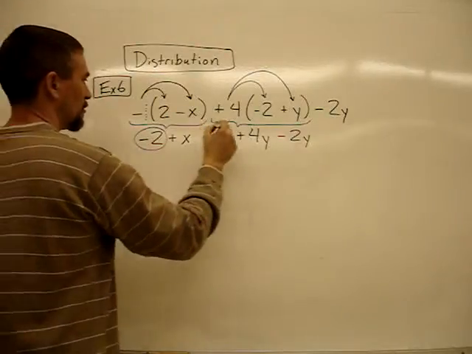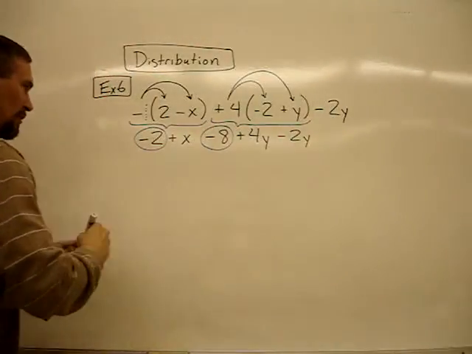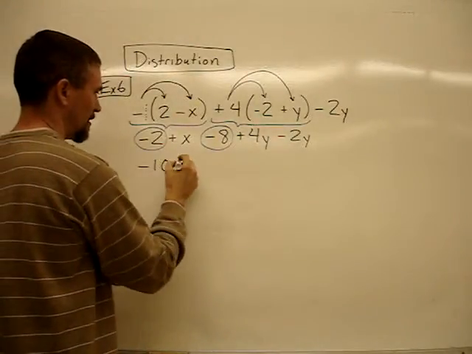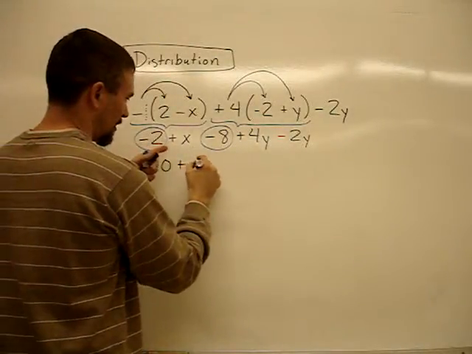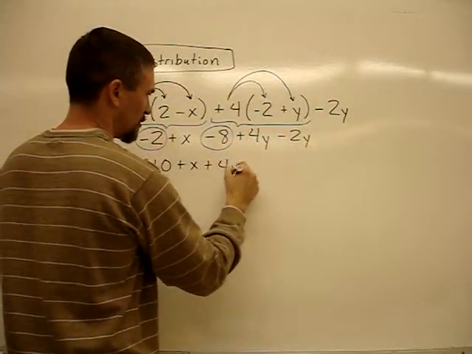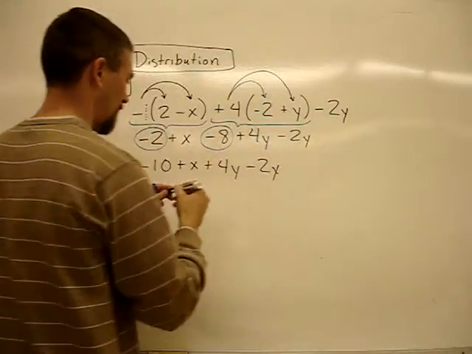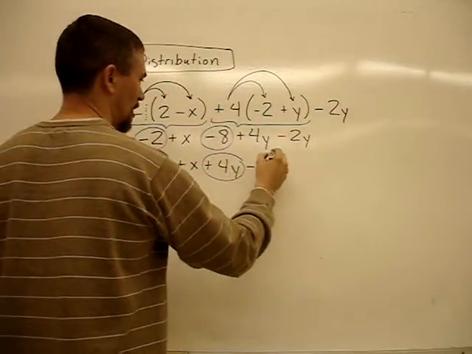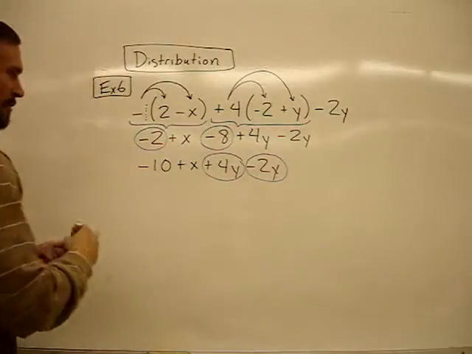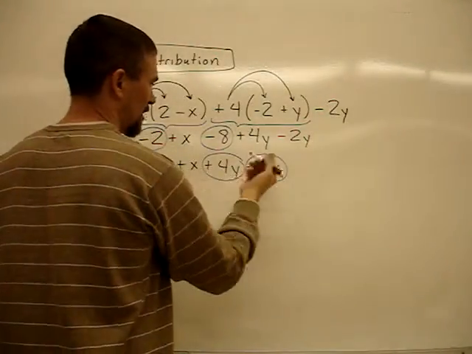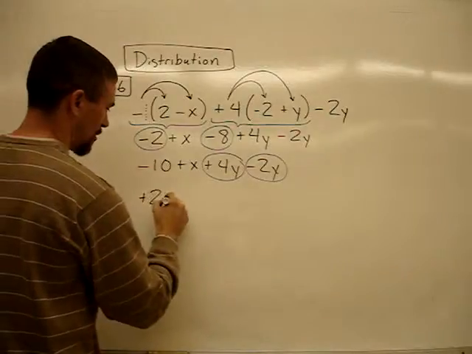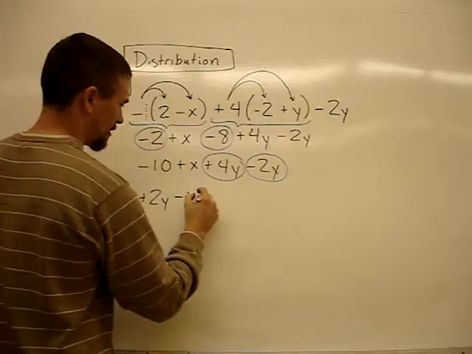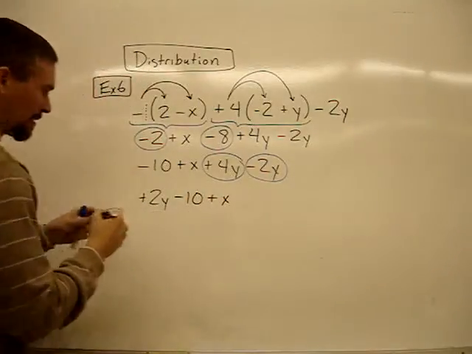This regular good old-fashioned number can go with that regular good old-fashioned number, and we have a negative 2, negative 8, so it makes it negative 10. Now you bring down everything carefully so you don't lose any of your terms. Are there any more like terms? I see a term with a y and another term with a y, so they can go together. Positive 4, negative 2, so it's a positive 2y. That's what those two become. So the only thing that's left is the 10 and the plus x.